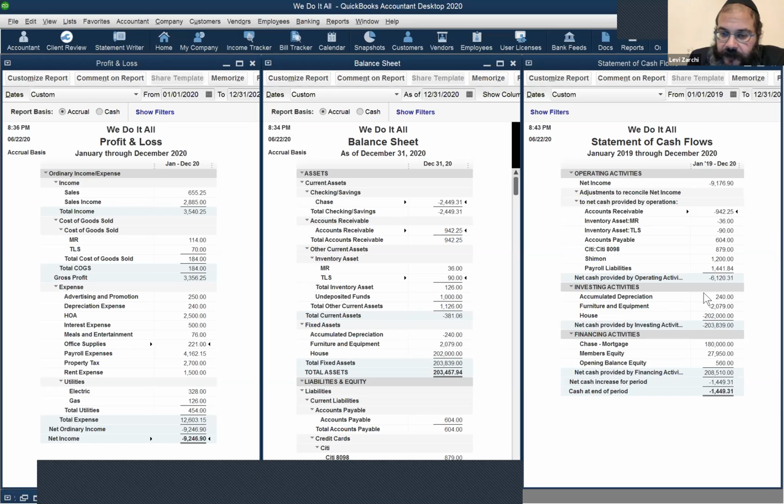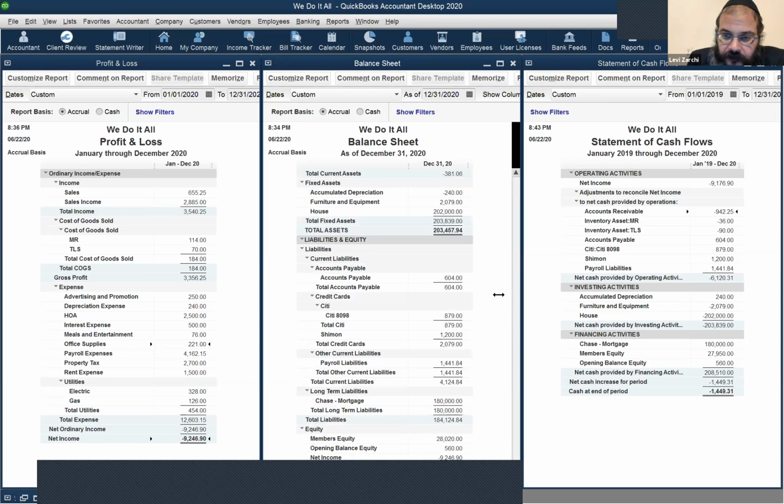So we have to add it back. And the same thing with the equity. We take the full equity of the mortgage of 180. So it's a liability. We owe it, but it's cash that we got. Put it back. 560 is cash we received.